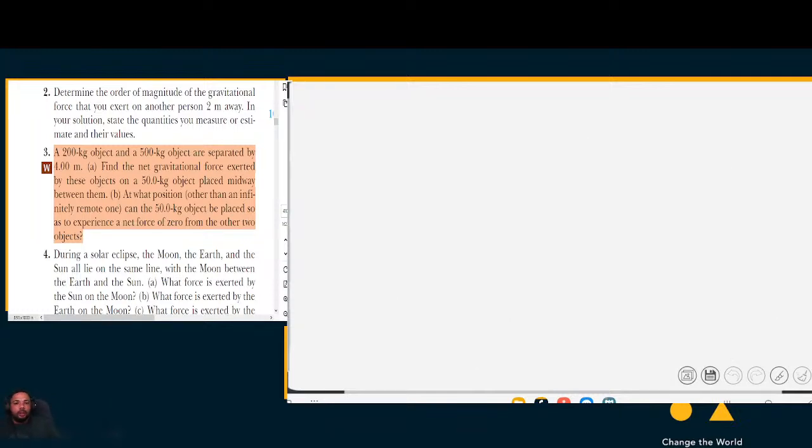So part B of this question. At what position, other than infinitely remote, can we place that 50 kilogram mass between them so that the net force is zero? Okay, so F net must be zero. What distance between them makes F net zero? You just need to adjust the distance as you go along in order to get F net to be zero.